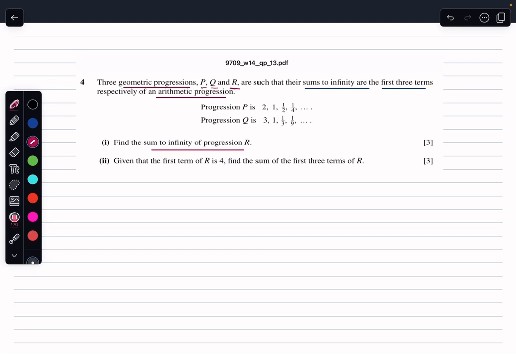Now the trick here is the statement which says that their sum to infinity are the first three terms of an arithmetic progression. That means if I get the sum to infinity of P, and then for Q also, if I get the sum to infinity of Q, then these are going to be the first two terms of the arithmetic progression according to the question.